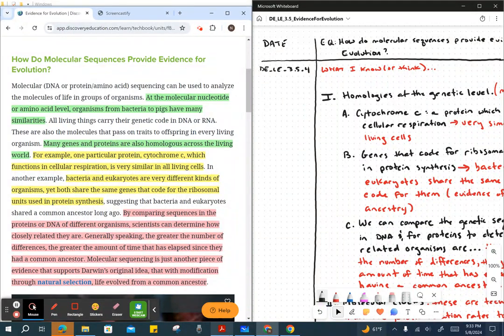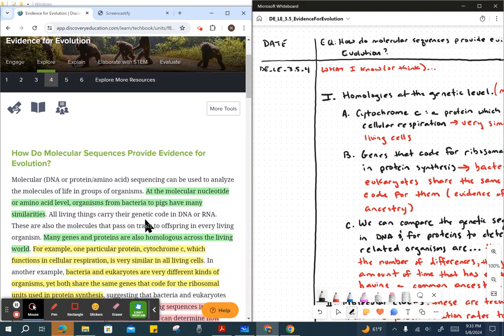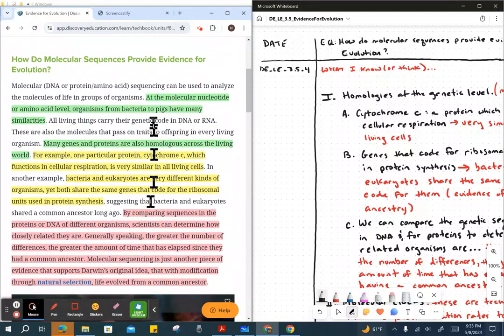Okay, let's see here. We are on evidence for evolution. We're looking at explore number 4. And the essential question we're looking to answer is how do molecular sequences provide evidence for evolution? Go and write that down.